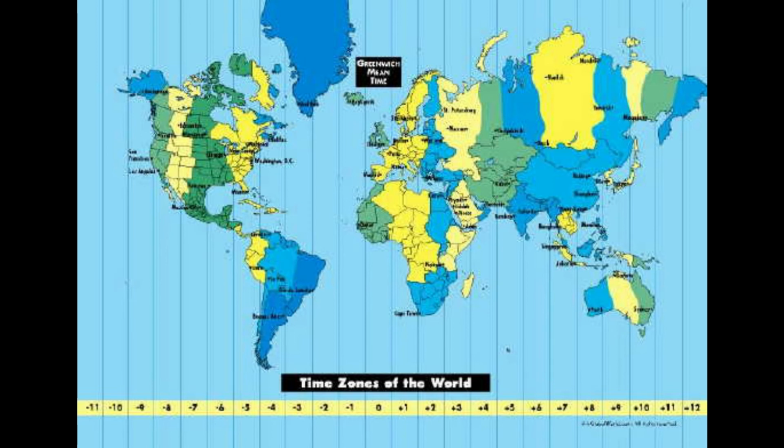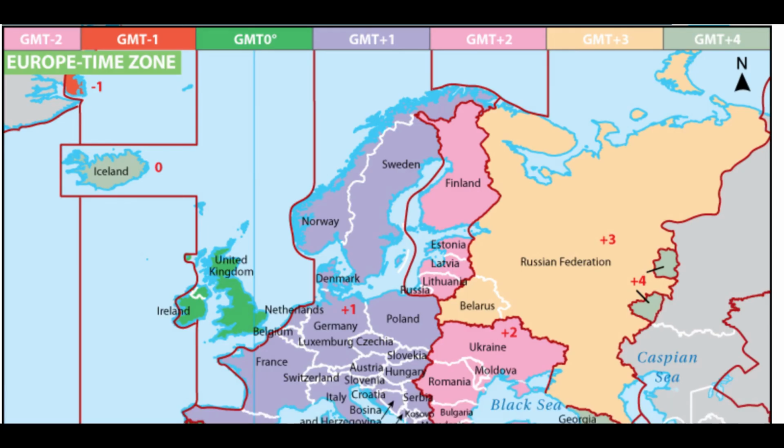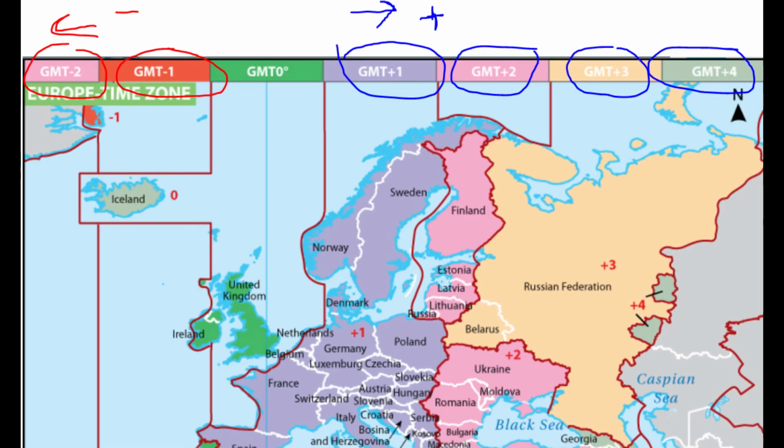We can use a map of time zones to calculate all sorts of things. Here's a map of Europe's time zones, which makes things a little bit easier for you to see. The titles at the top explain to you that the countries in the second section have had an hour added from those in the green section, and then those in the pink have had 2 hours added, and so on and so forth.